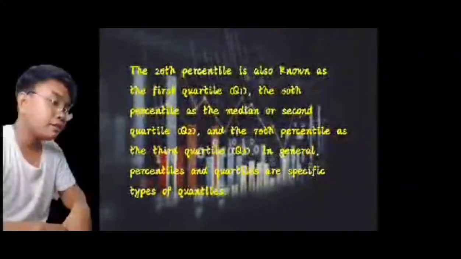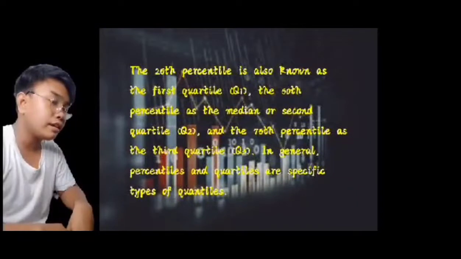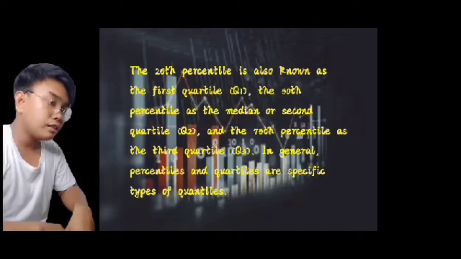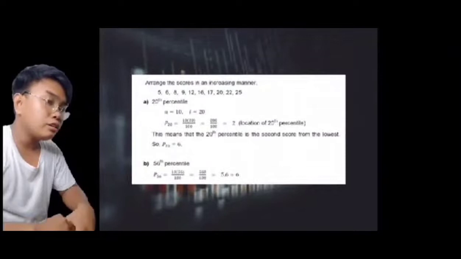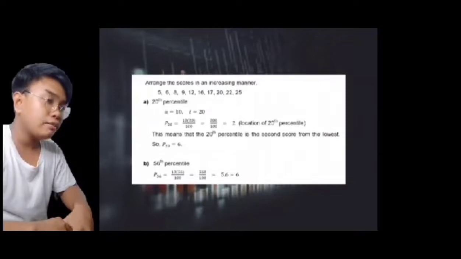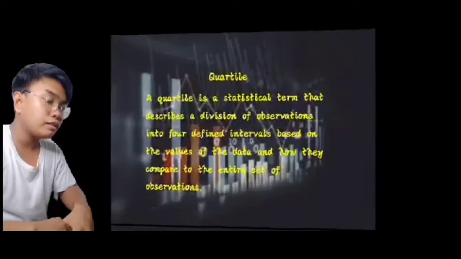The 25th percentile is also known as the first quartile. The 50th percentile is the median or second quartile, and the 75th percentile is the third quartile. In general, percentiles and quartiles are specific types of quantiles. For example, arrange the scores in increasing order. Find the 20th percentile. The percentile value is equal to n multiplied by i over 100.